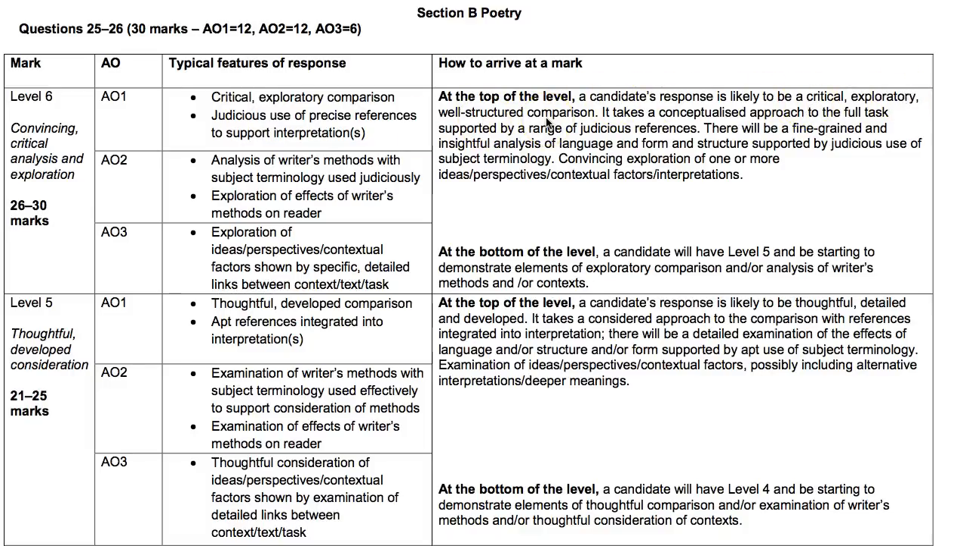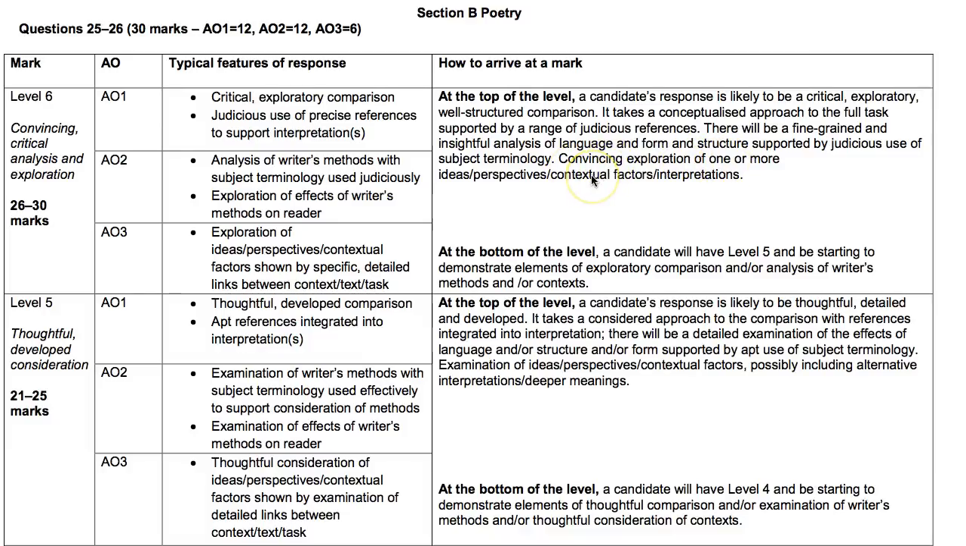No, it's just repeating the same words. It has a conceptualized approach. Well, is that explained? No, so I'll explain that in a minute. There will be fine-grained, insightful analysis. Is that explained? No, but I'll try and show you that as well. A judicious use of subject terminology. Well, we'll look at what subject terminology is. That won't be much of a mystery to you, I hope. And a convincing exploration of one or more ideas.